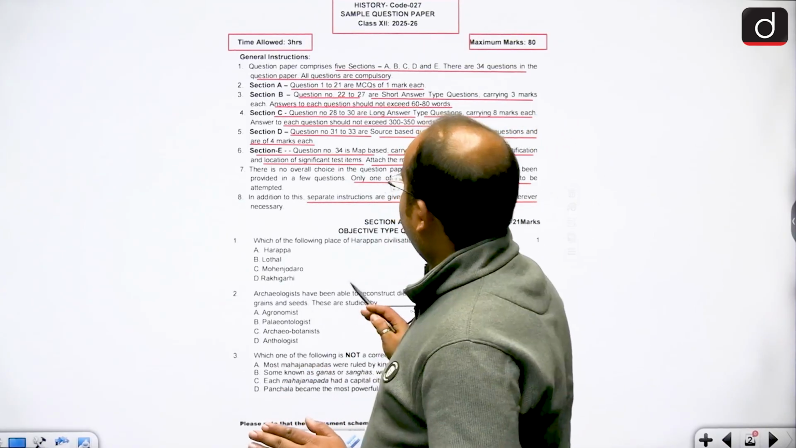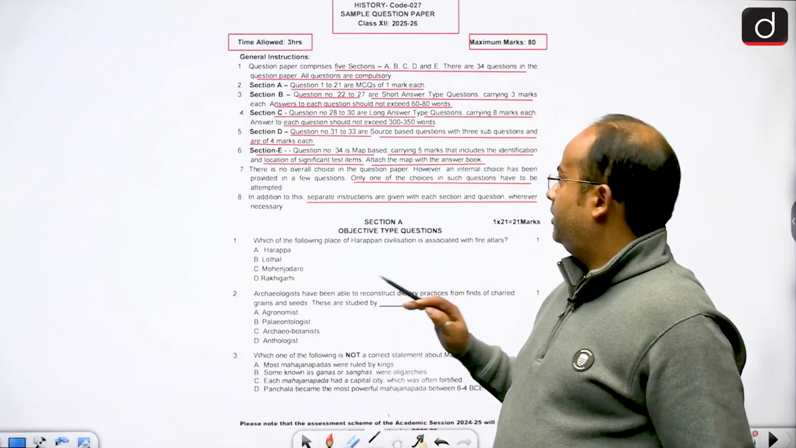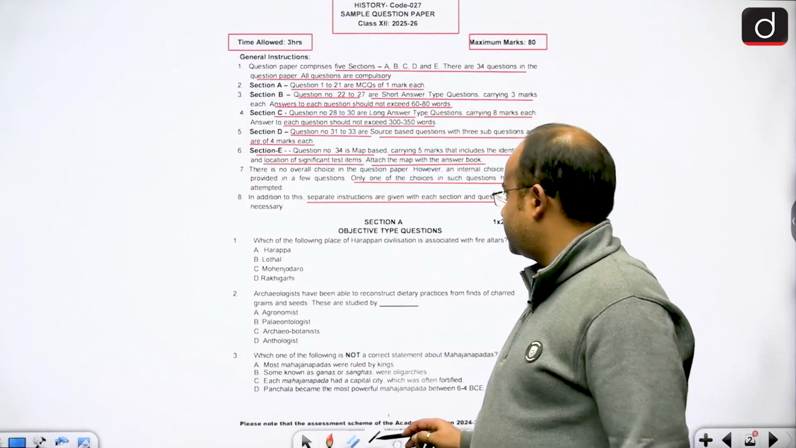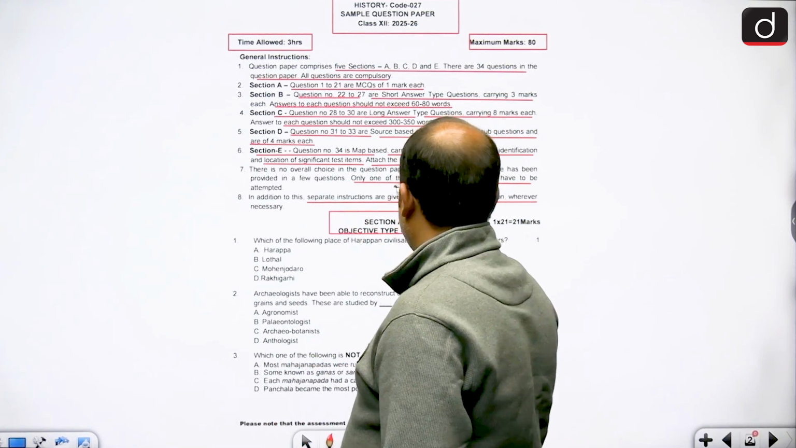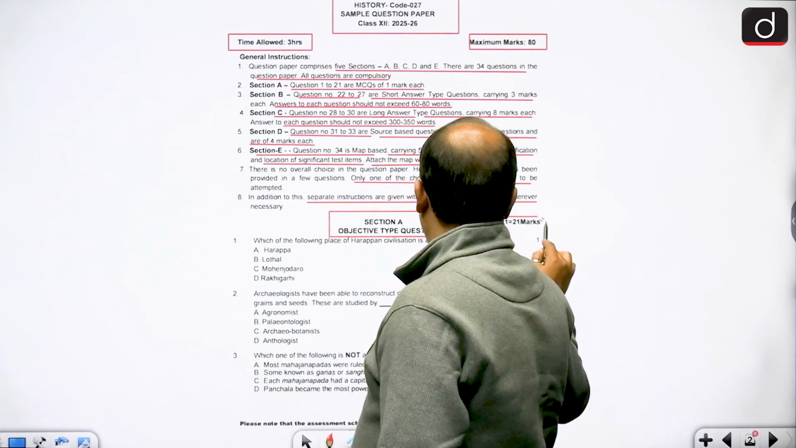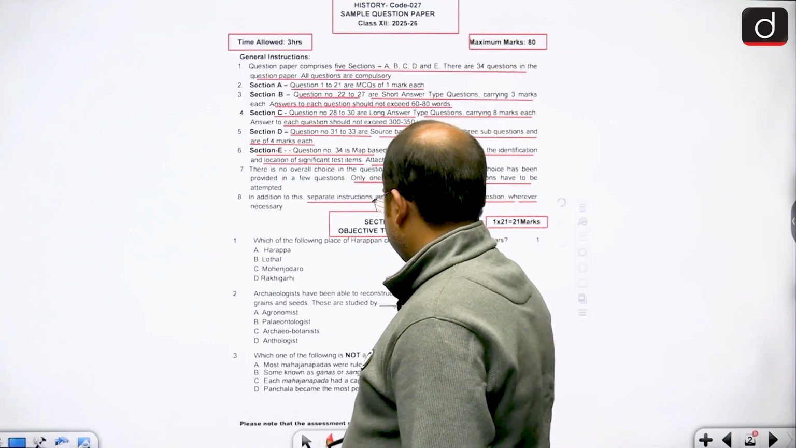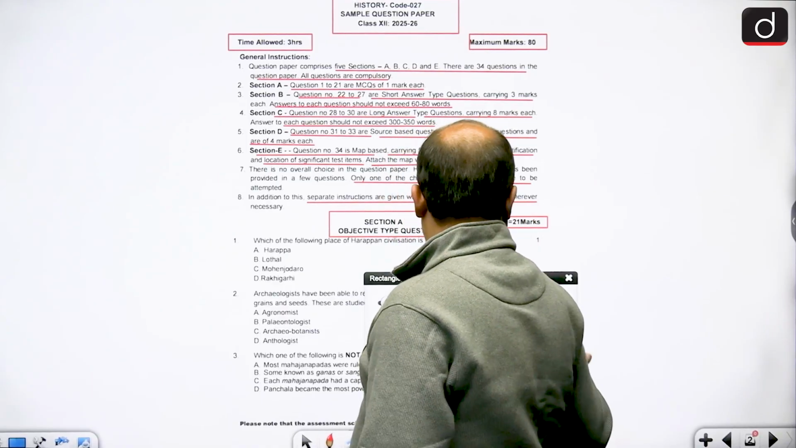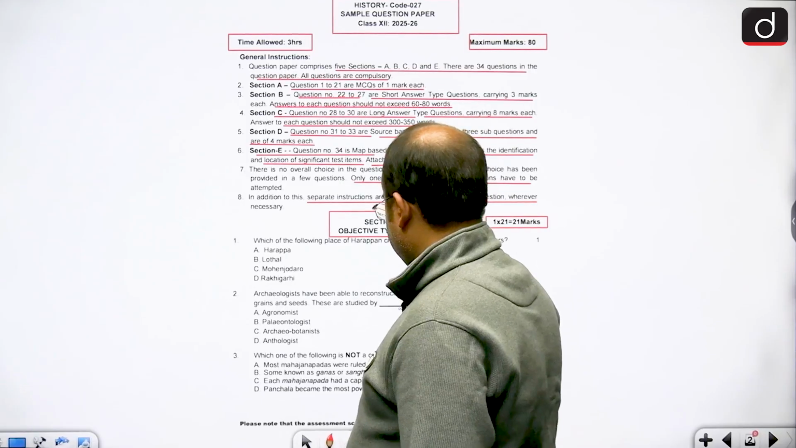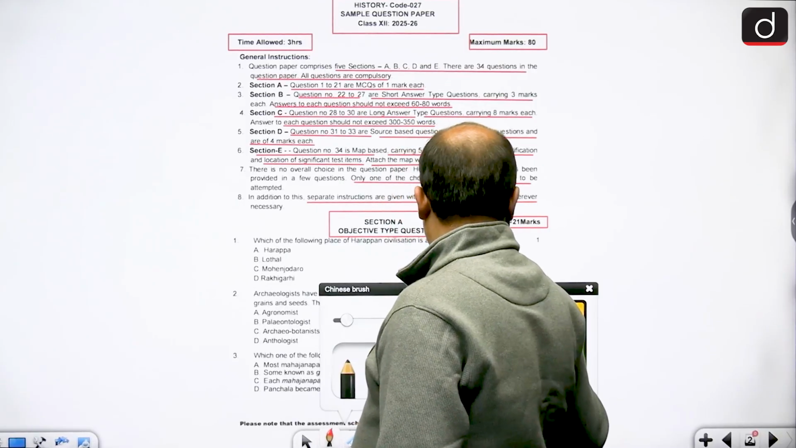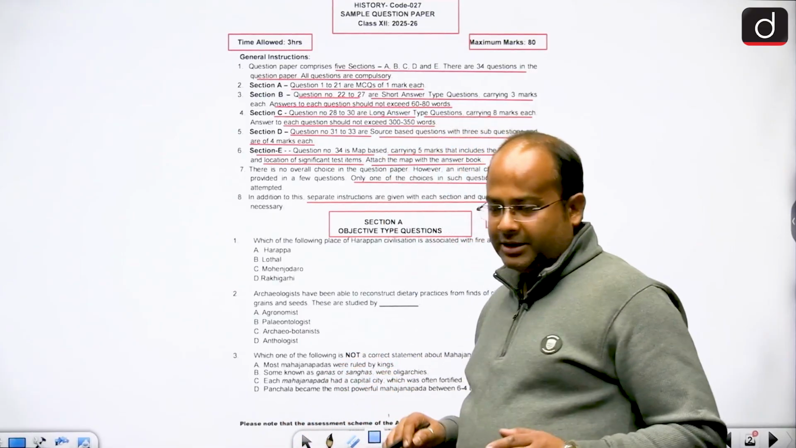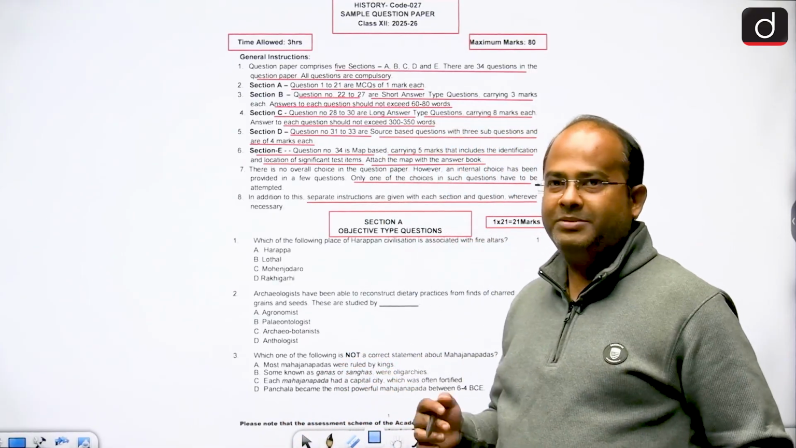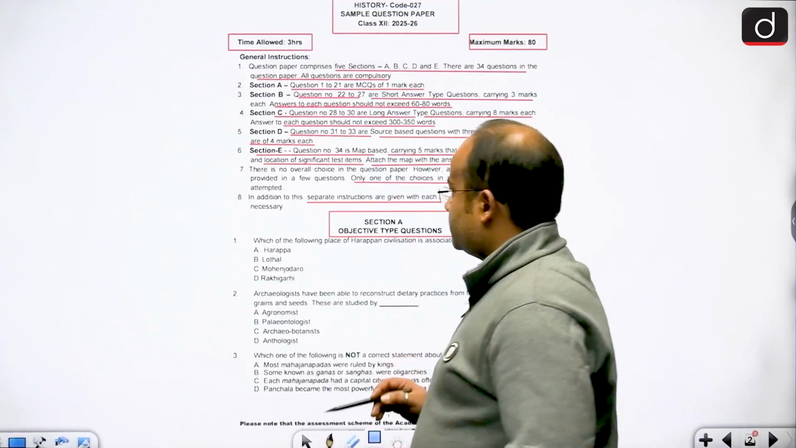So first of all, my dear friends, we will start our discussion with Section A. It is a total of 21 questions and one question carries 1 mark. So we will be starting our discussion of the questions. Now my dear friends, let's start with the objective questions.